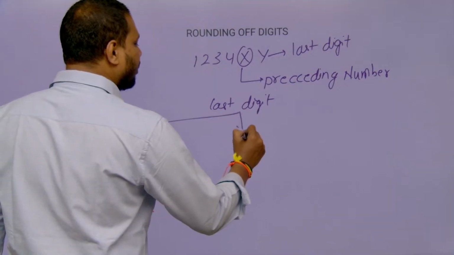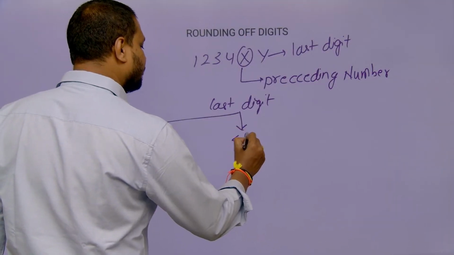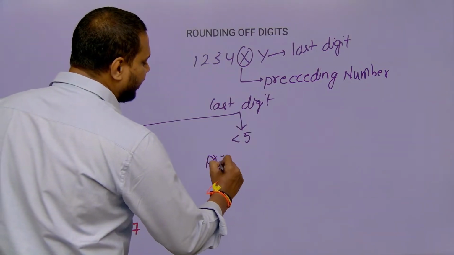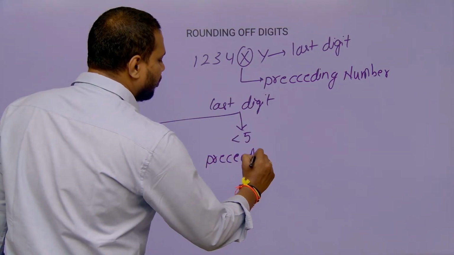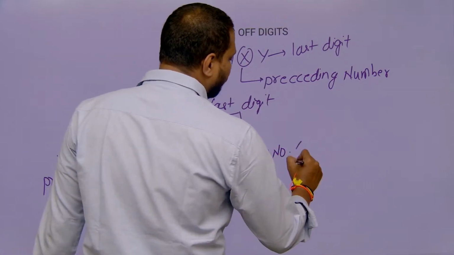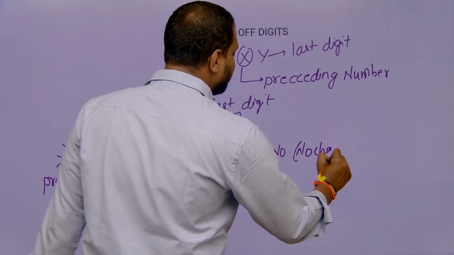Then for suppose if the last digit is less than 5. Now if the last digit is less than 5, then the preceding digit has no change. Clear? Preceding number no change. There is no change in the preceding number.